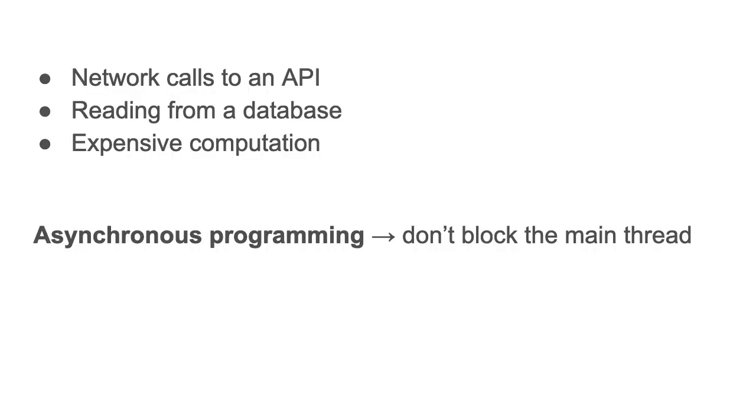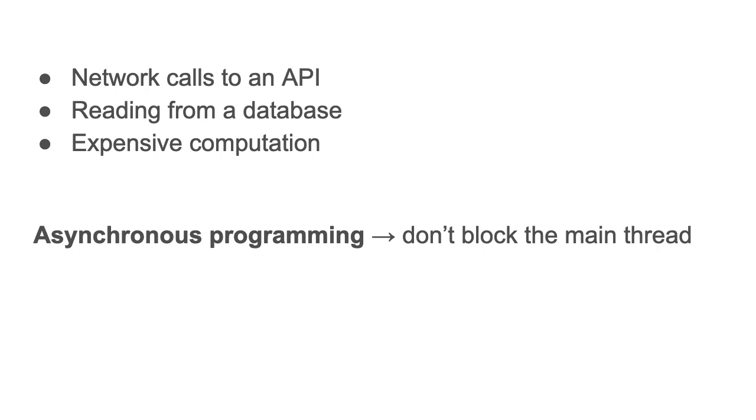That's why network calls to an API, reading or writing from a database, or doing any other expensive computation happens on a background thread. And this is the idea of asynchronous programming. All these expensive operations, we don't want them to happen synchronously on the main thread because that would prevent us from reaching 60 frames per second. And instead, we want to punt that work off to a background thread.